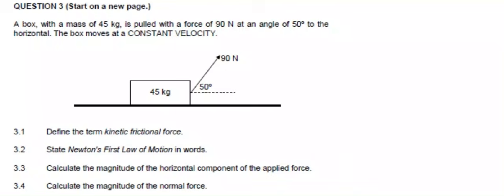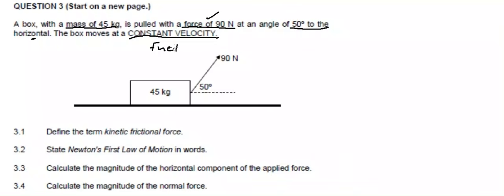It is very important to underline the keywords. For example, we are given the mass of the box, then we are given the force that is applied, and we are told that the force is applied at an angle. They say the angle is between the force and the horizontal, which means it's the perfect angle to use. Then they say the box moves at a constant speed. This is very important.